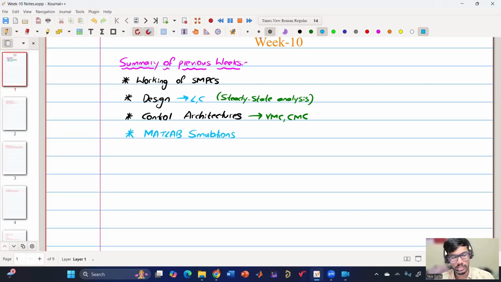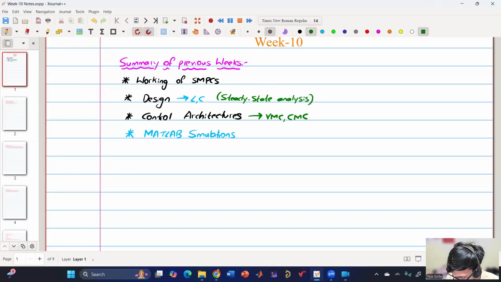power converters. We were discussing different switch mode power converters, and then we also learned about the designing, how to design inductance, capacitance, and we have also done the steady state analysis in terms of getting the ripple information, duty ratio, steady state duty ratio for both ideal as well as practical converter, and then voltage ripple, etc. All the steady state parameters. Then we have also discussed control architectures like voltage mode control, current mode control, how to do SR flip flop, comparators, etc. And then we have done MATLAB simulations.